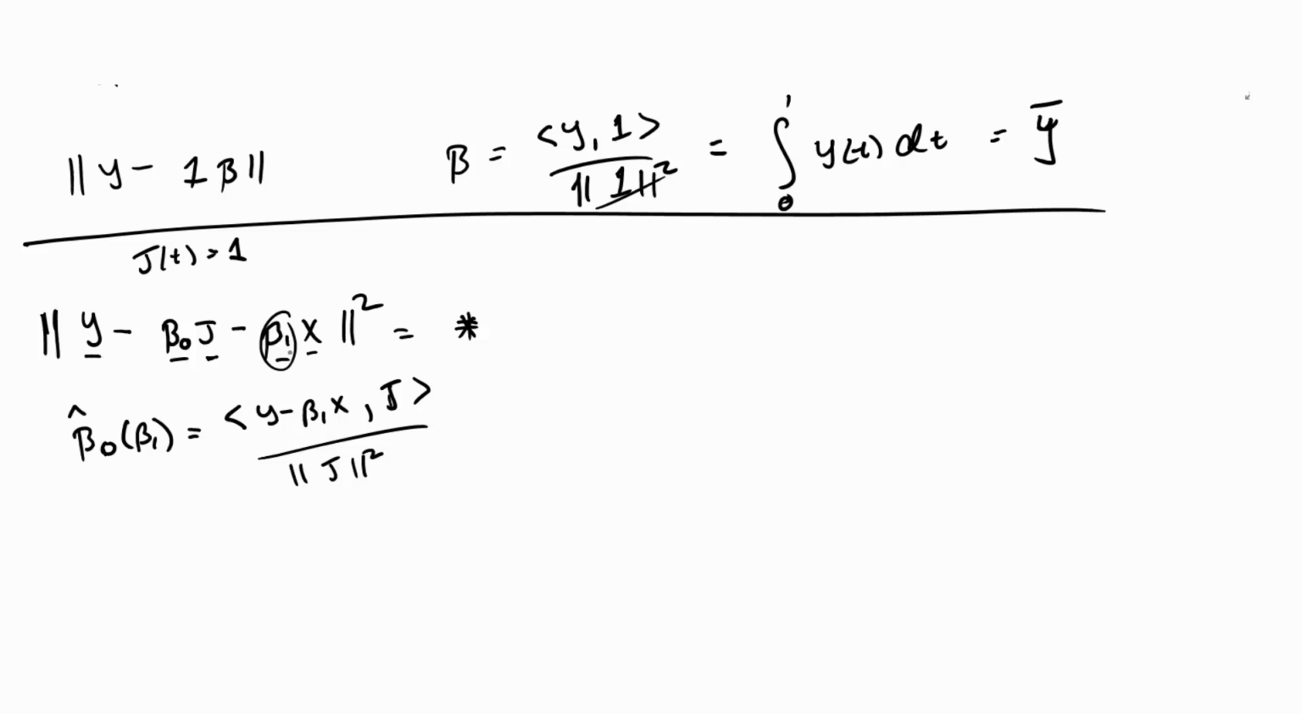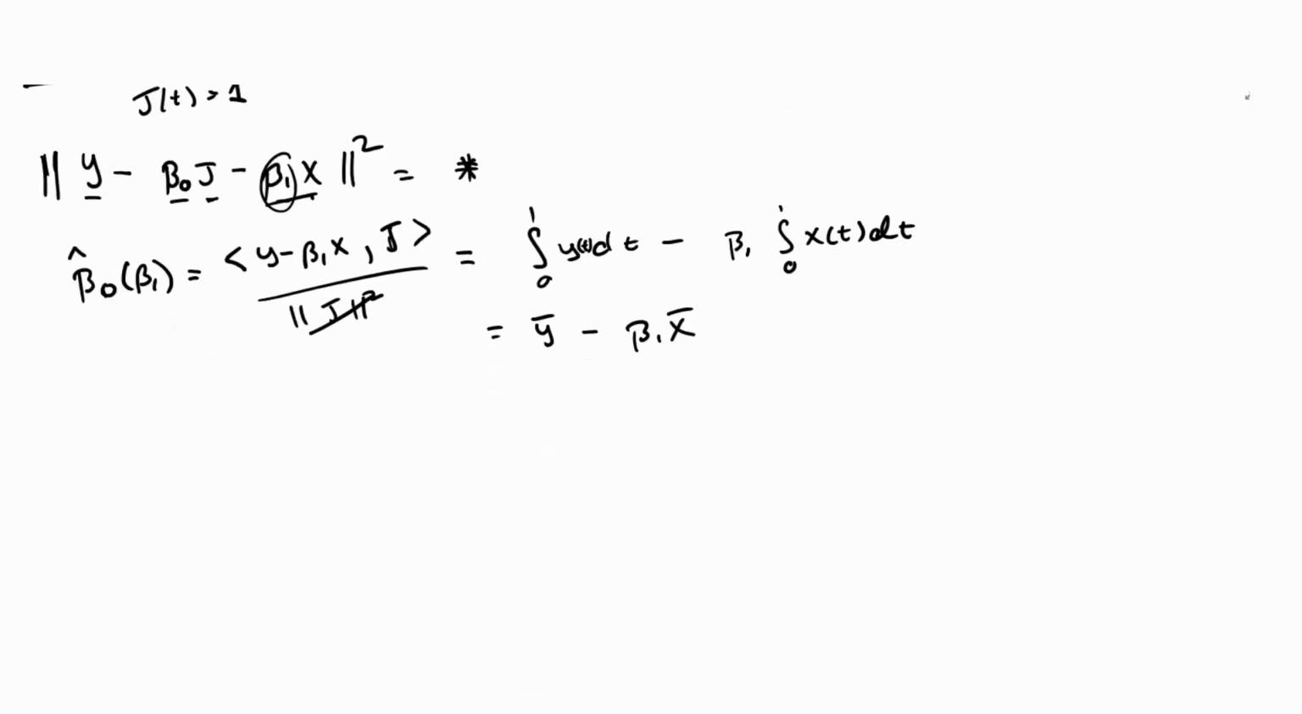So you might think of y minus this term as a single function then. So this denominator is just 1. So the numerator is the integral of y of t dt from 0 to 1 minus beta 1 times the integral from 0 to 1 of x of t dt. So that's just equal to y bar minus beta 1 x bar, if we define bar as just being the integral over 0 to 1.